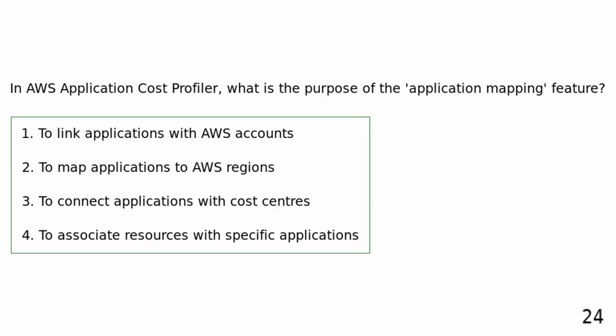In AWS Application Cost Profiler, what is the purpose of the Application Mapping feature? To link applications with AWS accounts. To map applications to AWS regions. To connect applications with cost centers. To associate resources with specific applications.